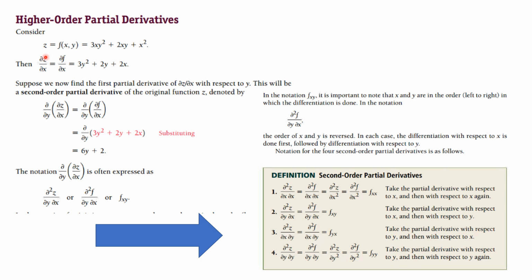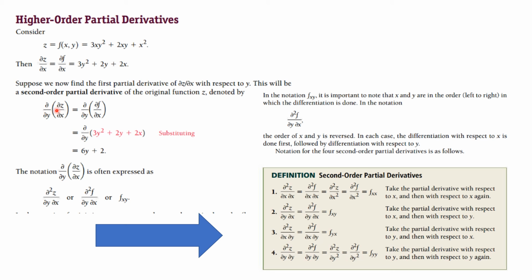So again, let's consider this function, z equals f of x, y equals 3x y squared plus 2xy plus x squared. Then the partial of z with respect to x is this. Now suppose we want the partial of that with respect to y. So we take this, and we take the partial with respect to y, and that will give us this. Now notice that this notation works this way.